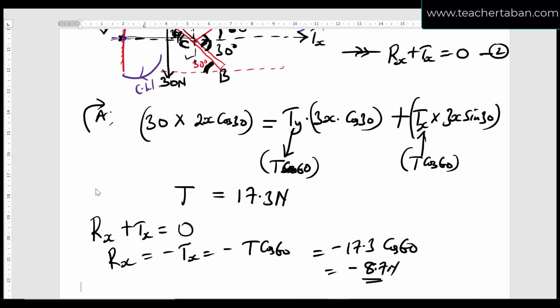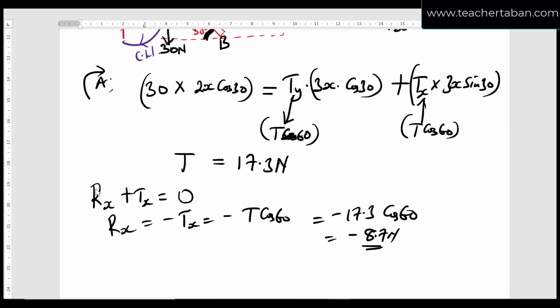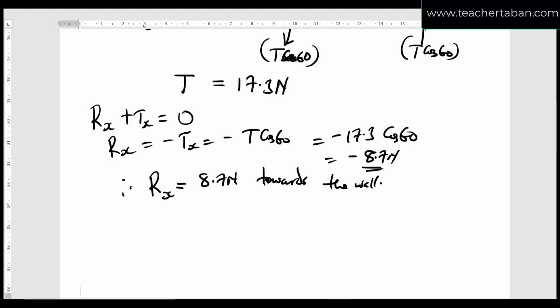8.7 newtons. What does that negative mean? The negative means that the direction that we chose was opposite to the actual direction. Therefore, we shall simply conclude that our Rx, the horizontal component of the reaction at A, is 8.7 newtons towards the wall. So that is our Rx.